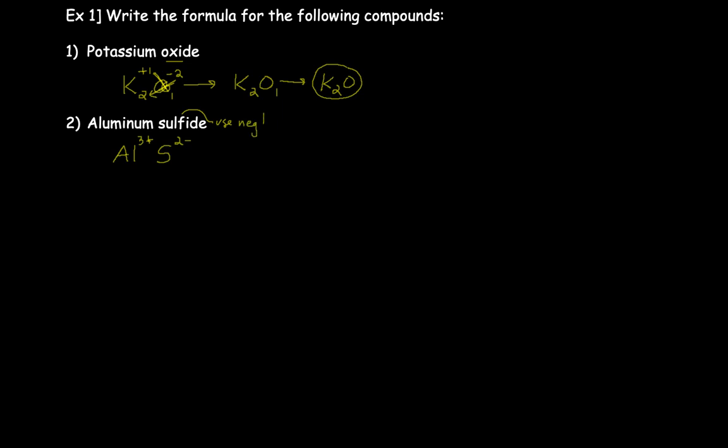Make sure, okay? Now again, these are not the same. They're going to be different. So you want to crisscross them. So the 2 comes down here, 2. The 3 comes down here, 3. You get rid of the top, right? We're going to get rid of this at the top, get rid of this at the top. Now you write your formula. Al2S3. Awesome, right? So we're doing okay here.